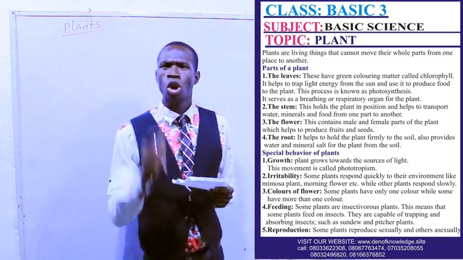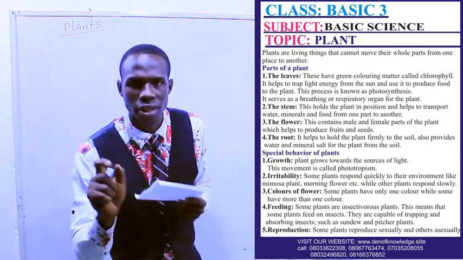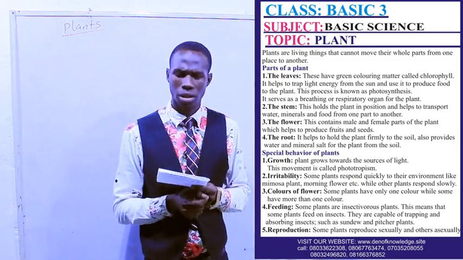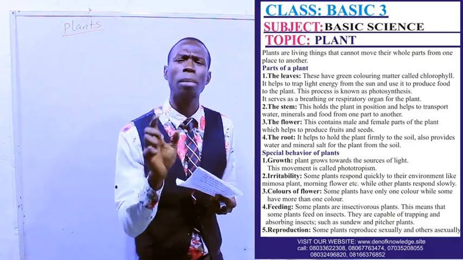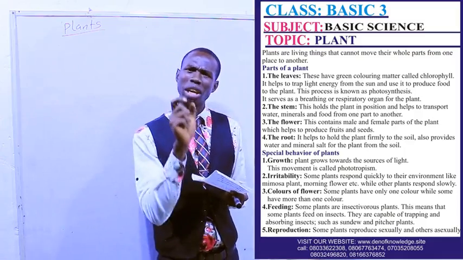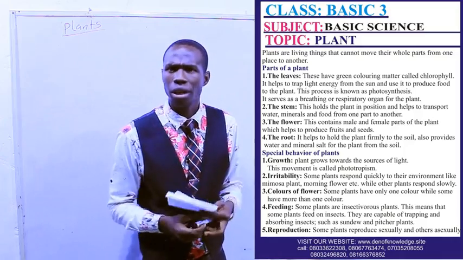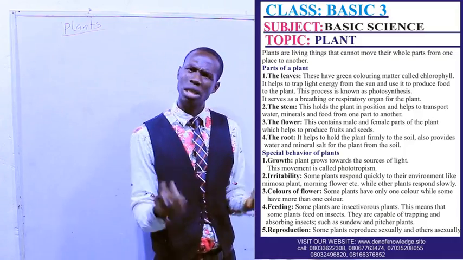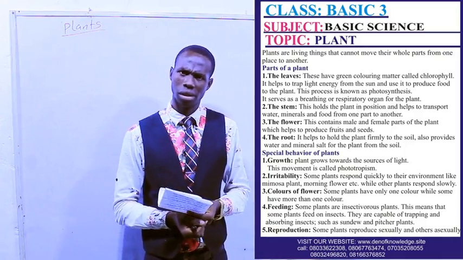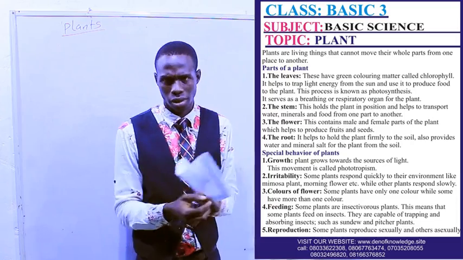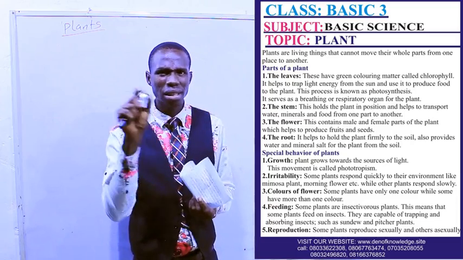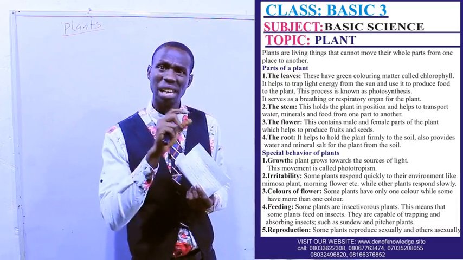Parts of plants. Number 1 is the leaves. Leaves are green in color, and their green coloring matter is called chlorophyll. What is the work of leaves? What are the works of leaves?